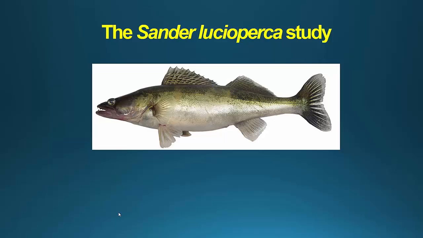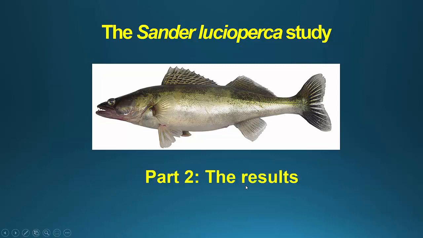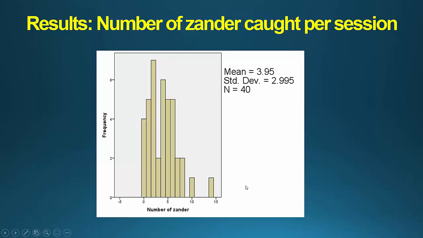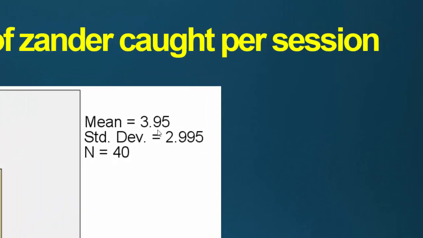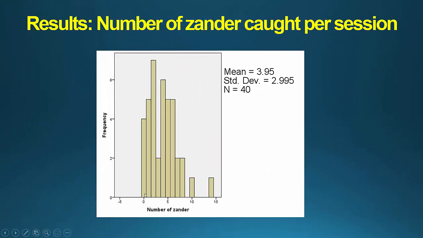So this is the second part of my study of angling for Zander. Part 2, the results. So first of all, here I plotted out a histogram of the number of Zander caught per session over the 40 sessions. Remember, I've already said approximately an average of 4 were caught in every session, but wide variation.